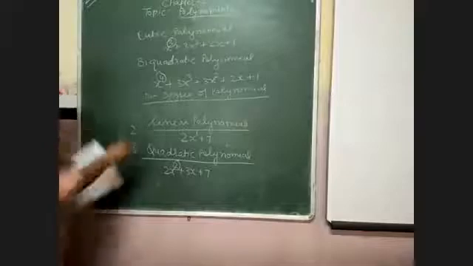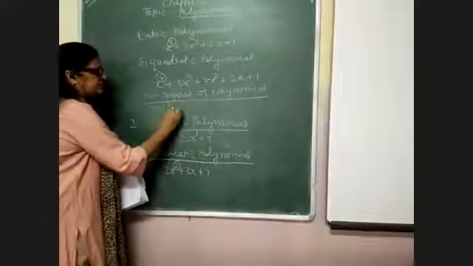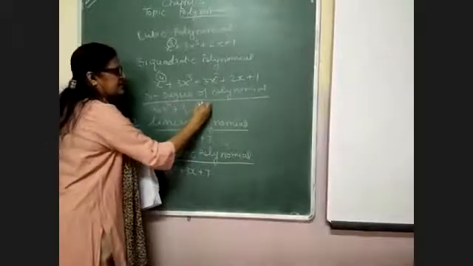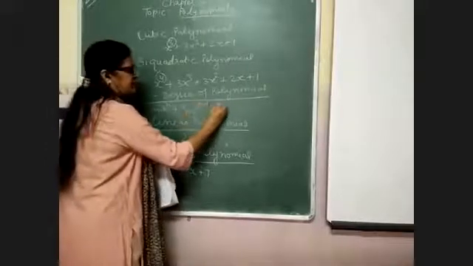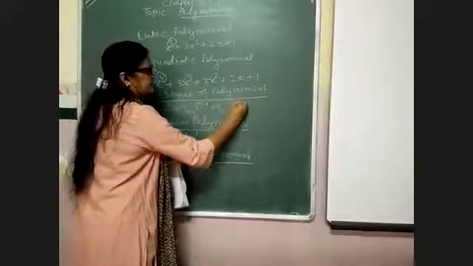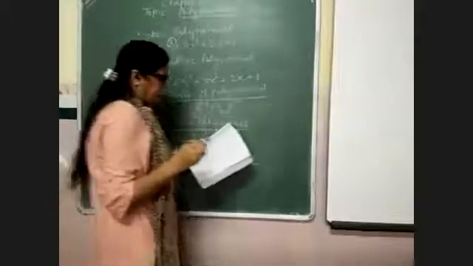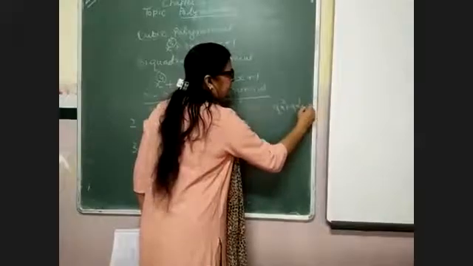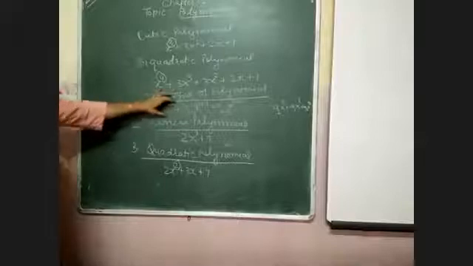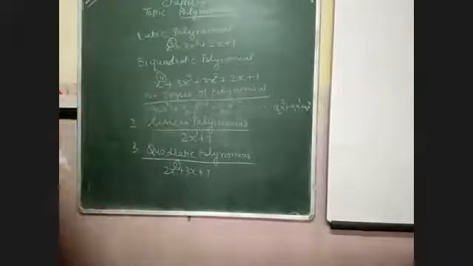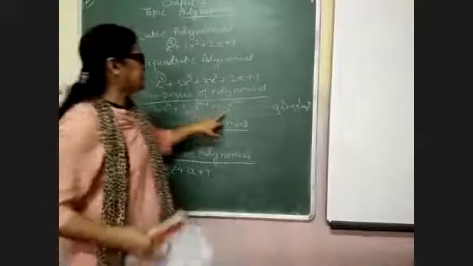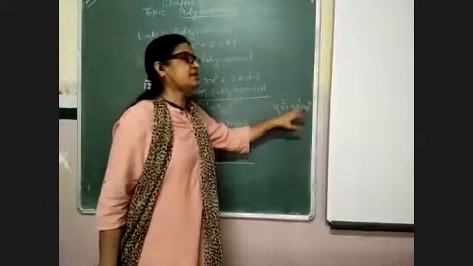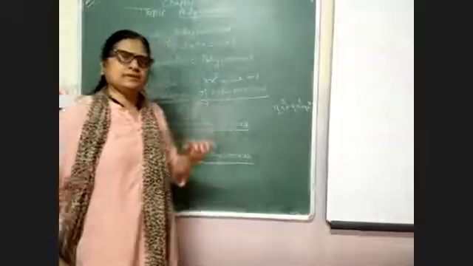So how can you write the nth degree polynomial? a_n x^n + a_(n-1) x^(n-1) + a_(n-2) x^(n-2) and so on, down to a_2 x^2 + a_1 x^1 + a_0 x^0. So you can write an nth degree polynomial like this. Here a_(n-1), a_(n-2), a_2, a_1, a_0 are all constant terms.